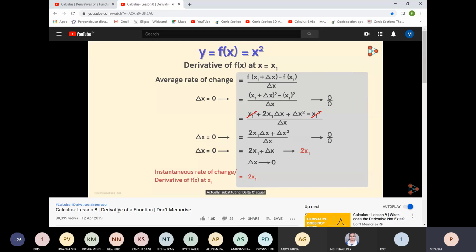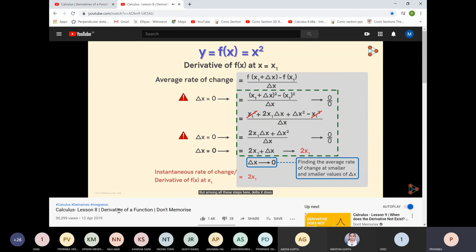Actually, substituting delta x equal to 0 at any step here is not correct. Notice that in these steps, we are dividing by delta x. And we know we can't divide by 0. What delta x tends to 0 means is that we are considering smaller and smaller values of delta x. The values of delta x are close to 0, but never 0. But among all these steps here, delta x does not explicitly occur in the denominator here.